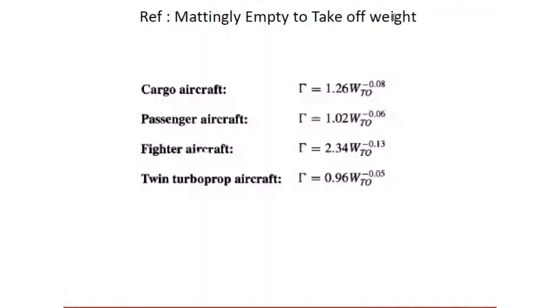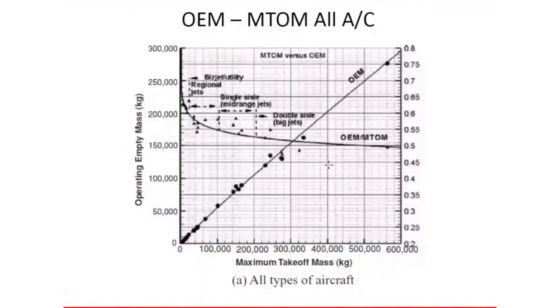So gamma is equal to 1.26 W takeoff. These are the correlations which are given there. And if you look at OEM, the operator's empty mass versus maximum takeoff mass for all types of aircraft, you will see the best empty mass ratio you get is around 50%. You're not going to do better than that.